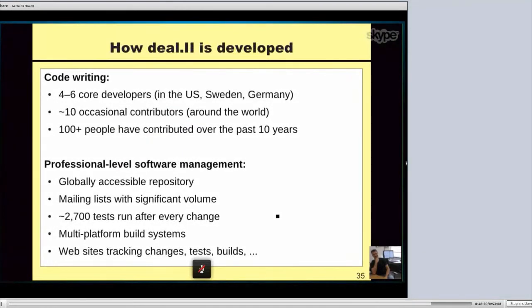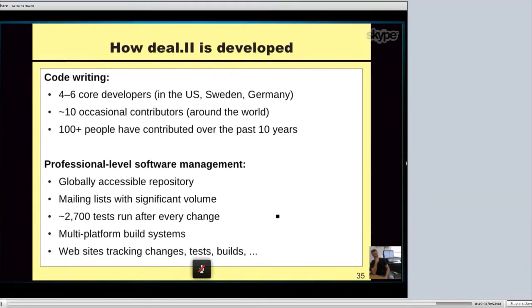Just to give you an idea of the level at which these sorts of packages, and in this case our own package, are written: we have on the order of 4 to 6 core developers that spend, I would say, most of their time developing this sort of software. And then there's a whole bunch of people from around the world who contribute to it. So maybe 10 at any given time, but over the past 10 years there have been more than 100 who have contributed.